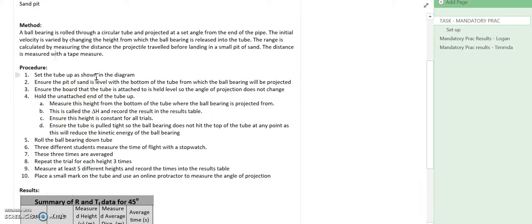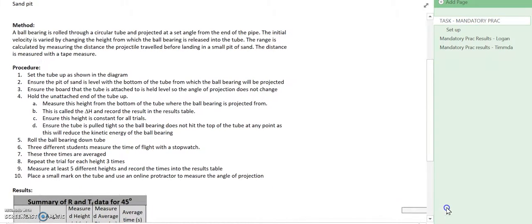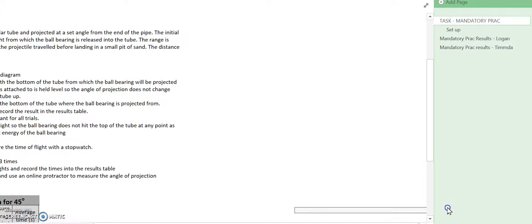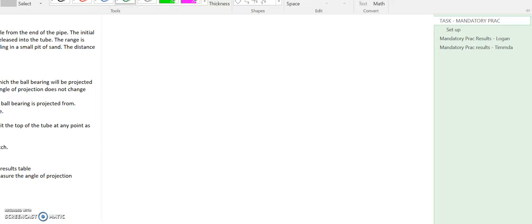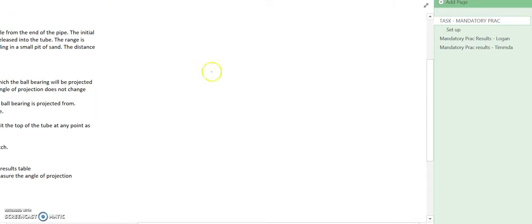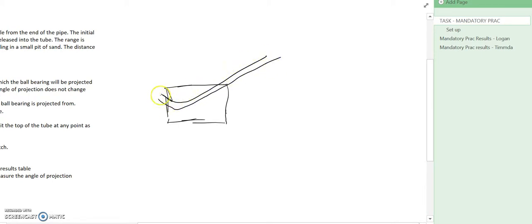Just to make it clear, because you need to modify the prac, and modifying the prac can be difficult if you don't exactly know what the prac was. So if you just remember, let me draw a diagram of the equipment that we had. We had a piece of board, a piece of timber, with some screws on that timber that had the pipe come out at a particular angle, and the ball ejected out of here.